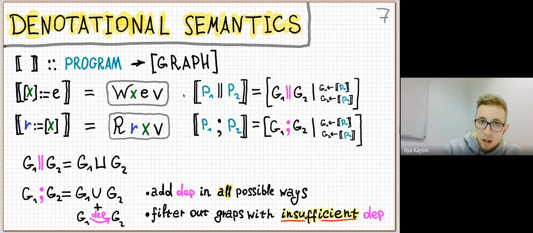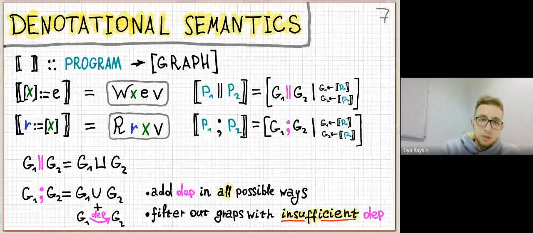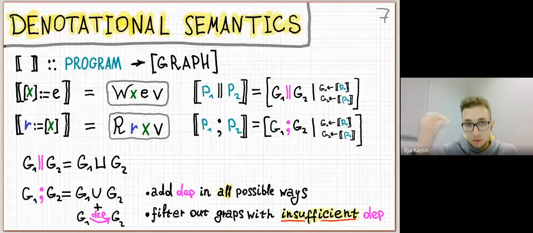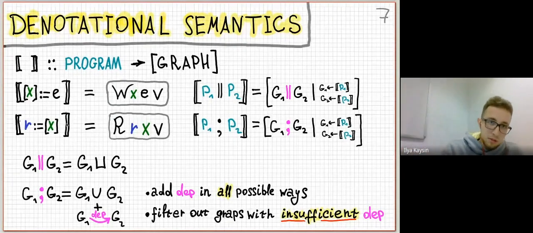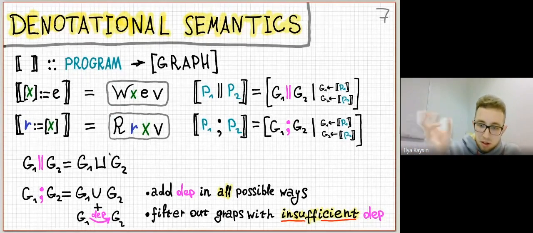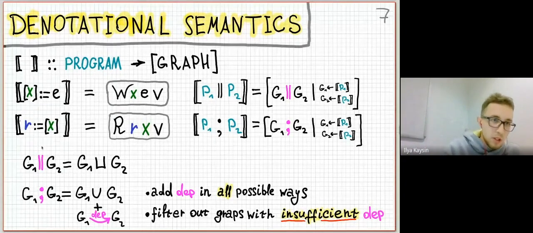This singleton graph consists of one vertex, one node, and this node represents this write. It says that we write an expression e to the location x, and the actual value that we wrote is v. We do the same thing for reads. So the semantics of a read is an infinite list of graphs, and each graph is a singleton graph represented by one node that just represents this read.